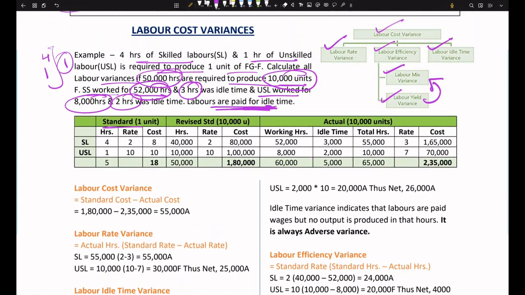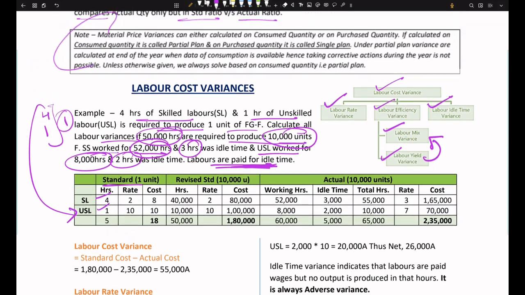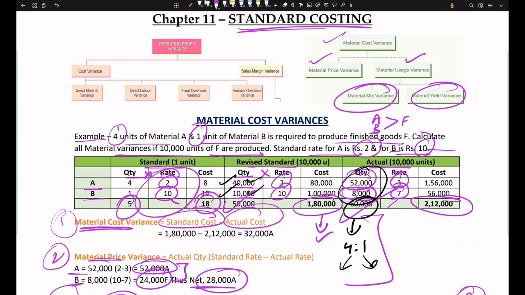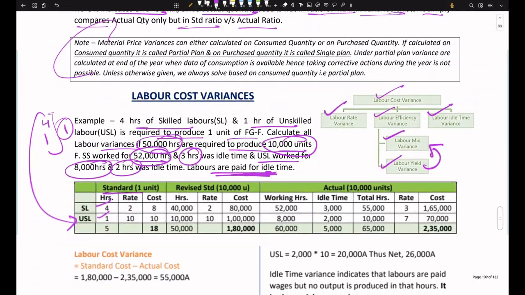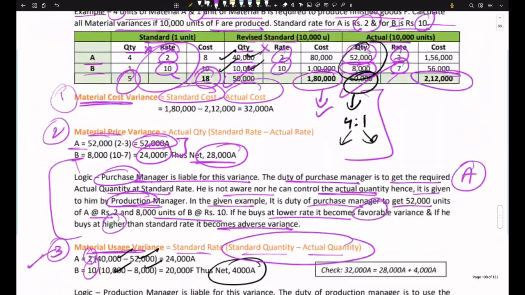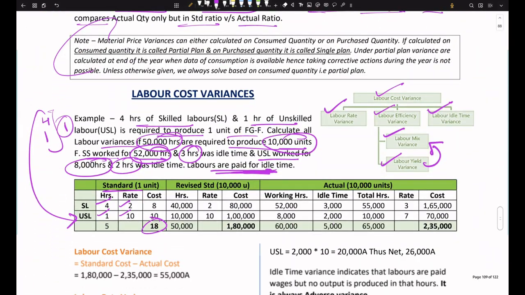the standard that is given in the question is 4:1, just copy pasted. Then a rate is also given, 2:10. I think they haven't mentioned the rate, but they took the rate of the previous question, because in the previous question it was 2:10. It will be given in the question, don't worry. The cost comes to the same as the previous question itself.